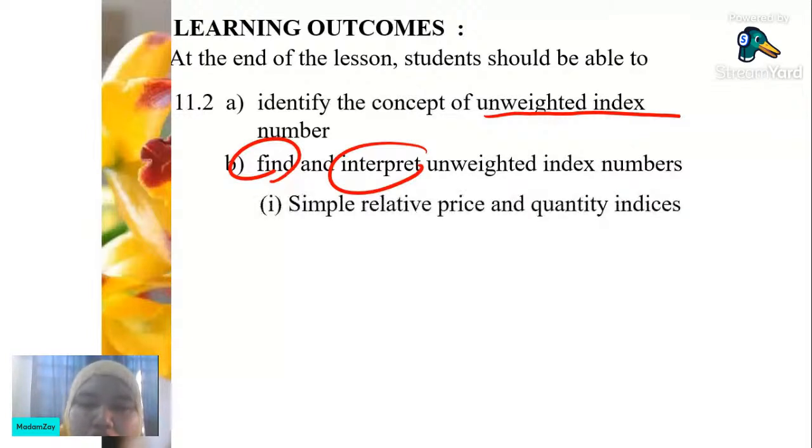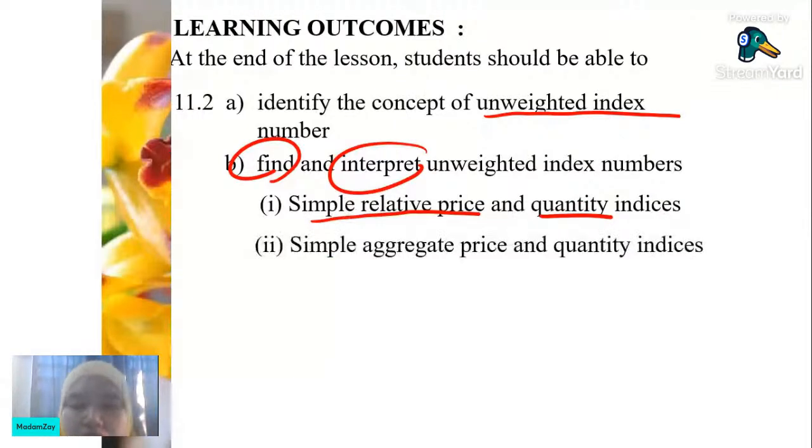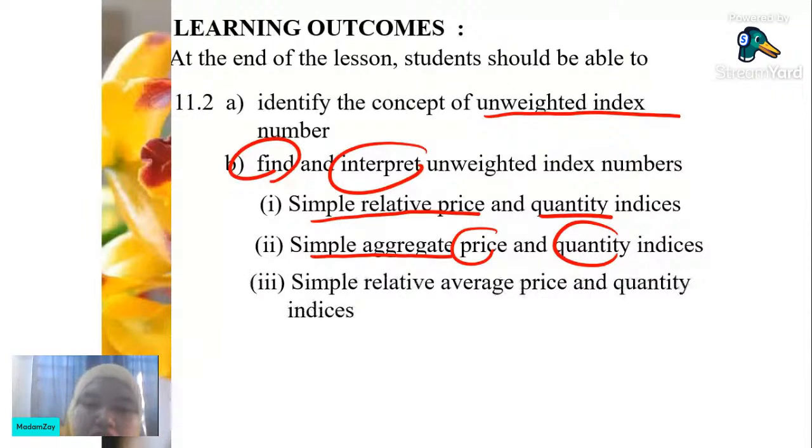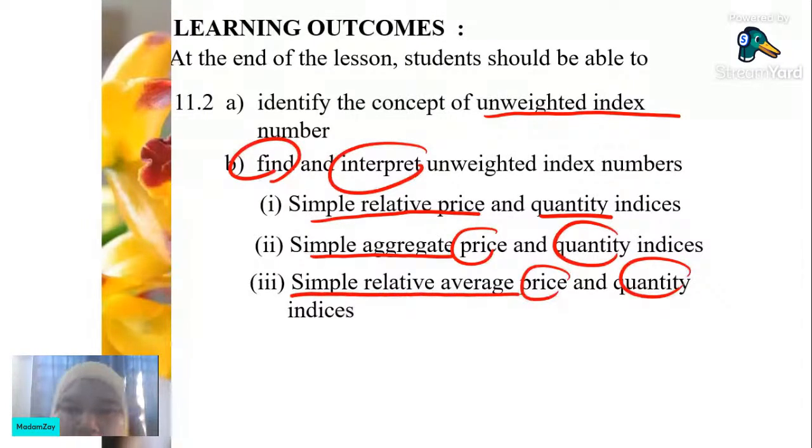So how many unweighted index numbers will we learn later? For the unweighted index number, we have simple relative price and quantity indices. The first one is simple relative price index. The second one is simple relative quantity index. And then for number 2, simple aggregate price and quantity indices. And the third one is simple relative average for price and quantity indices. So how many types of unweighted index? We have 6 types.